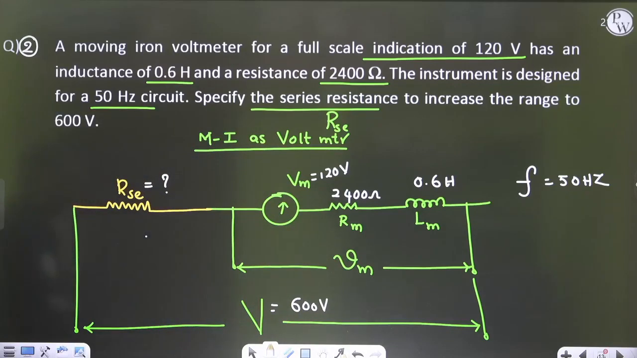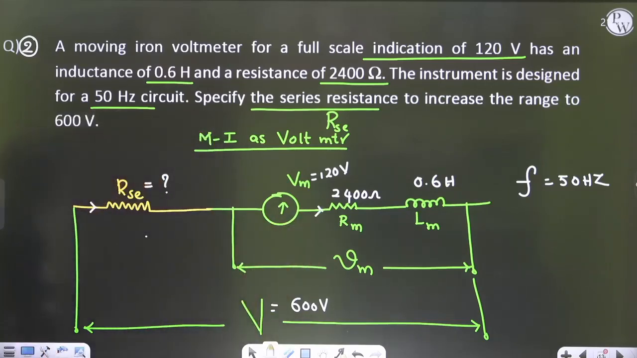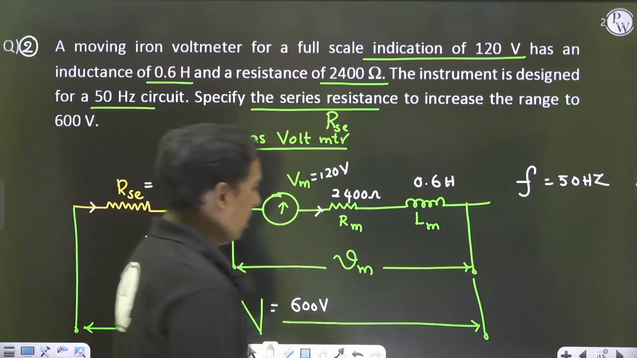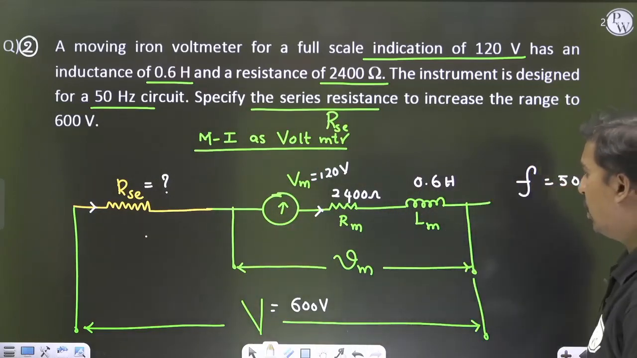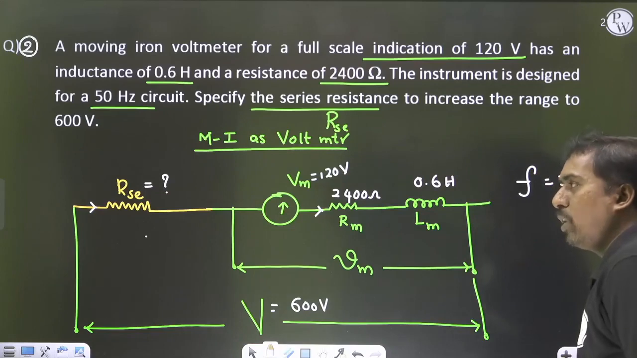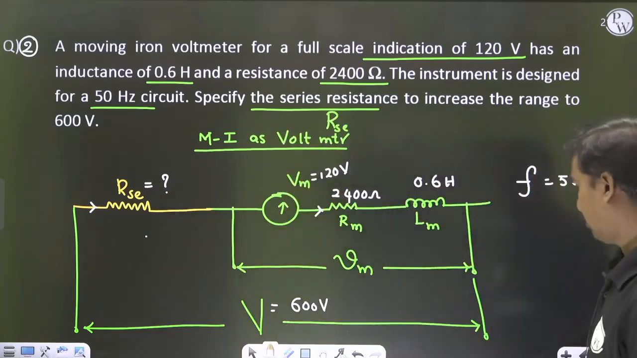My dear aspirants, the current passing through the series resistor and the current passing through this meter, both are the same, yes or not? So first of all, let me write about the Z. What is the Z now? Total Z will include this and this. But if you take the Zm, what is the Zm? Let me write the Zm.